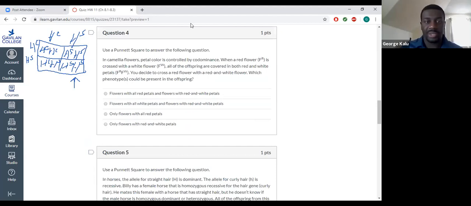Okay. So this next one is in camellia flowers, petal color is determined by codominance. Okay. So when a red flower is crossed with a white flower, RW, all of the offspring are covered in both red and white petals. Okay. So you decide to cross a red flower with a red and white flower. So which phenotypes could be present in the offspring? Okay. So again, we'll go ahead and do the Punnett square to help us answer this question. I'll do this in a different color on this side. Okay.